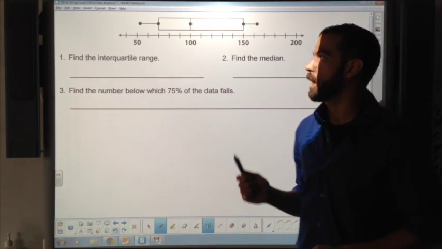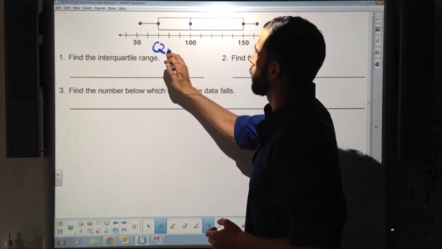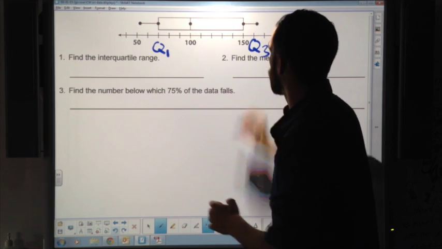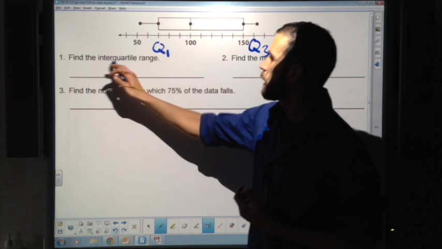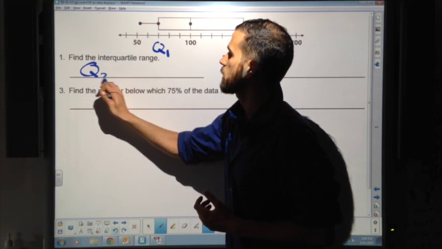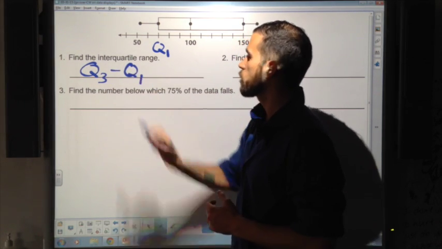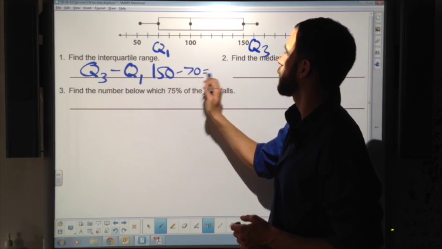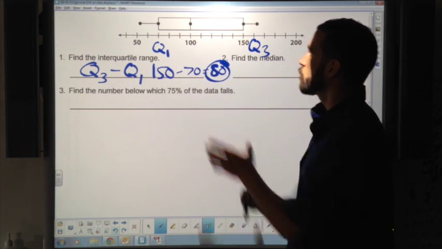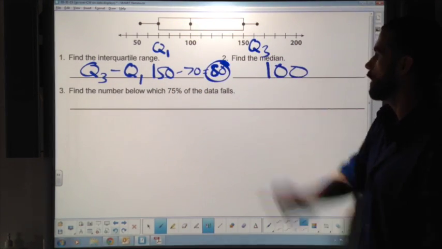The first thing up here is the interquartile range. That is just asking you how wide is the box. And right here we have the point labeled Q1, and right here we have the point Q3. Q1 is at 70, and Q3 is at 150. Well, the interquartile range is where you take the quartile 3, sorry, I should say the third quartile, and you subtract the smaller quartile, Q1. Q3 was 150, Q1 was 70. 150 minus 70 is 80. So the interquartile range is 80. The median is just the middle, that is 100.